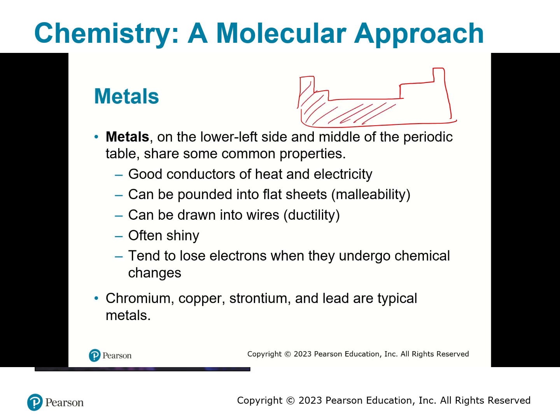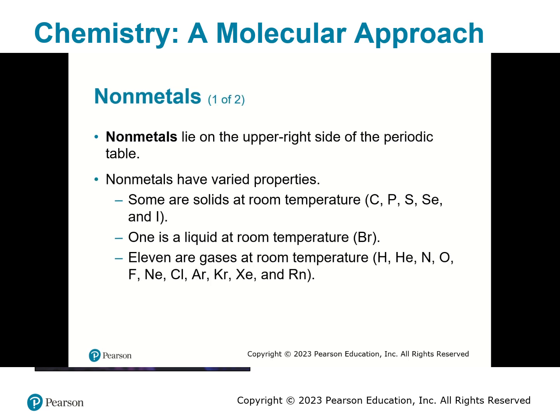Metals are good conductors of heat and electricity, can be found in flat sheets because they have malleability, can be drawn into wires because they have ductility, often shine, and tend to lose electrons when they undergo chemical change, like all group 1 tend to lose 1, all group 2 tend to lose 2 electrons. Chromium, copper, strontium, and lead are typical metals.